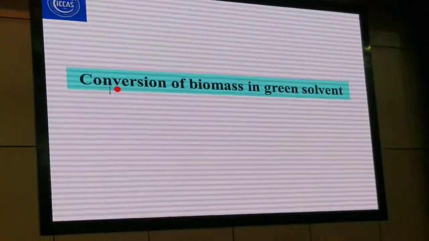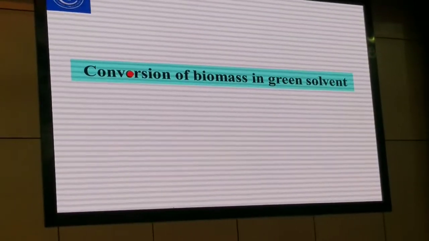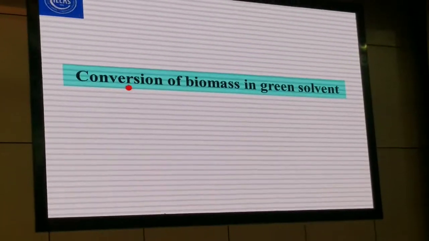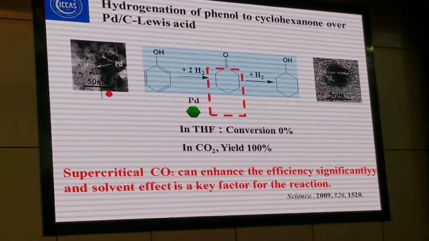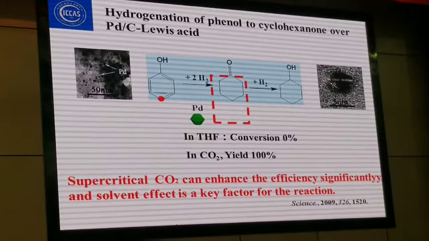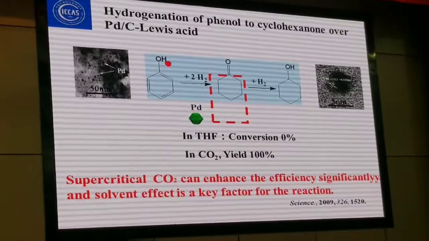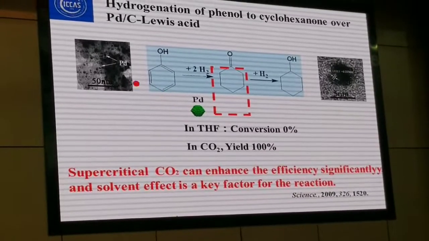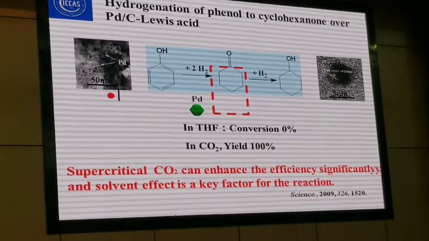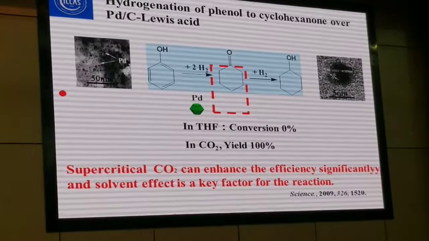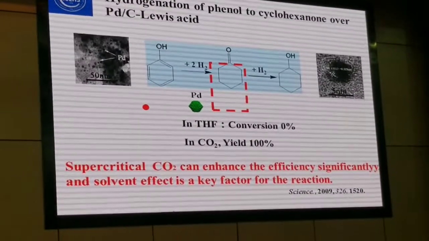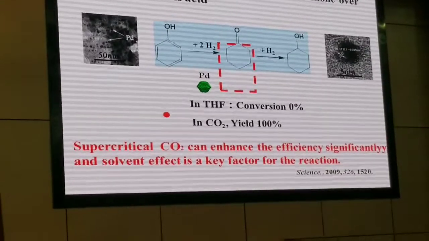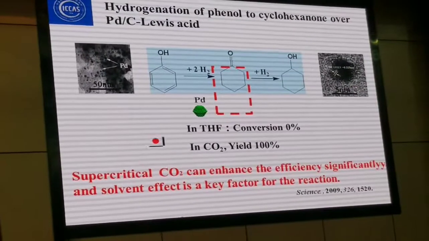And now I gave a couple of examples for biomass conversion in green solvents. That's also what we see here. I give this example because we know lignin in the paper industry in the world, each year we produce 50 million tons of lignin that have not been used efficiently. Even they pollute the environment.